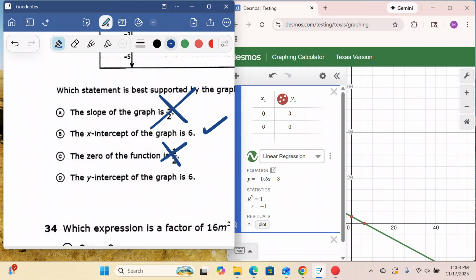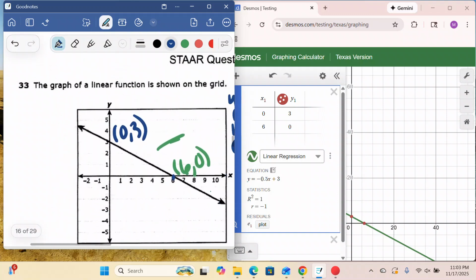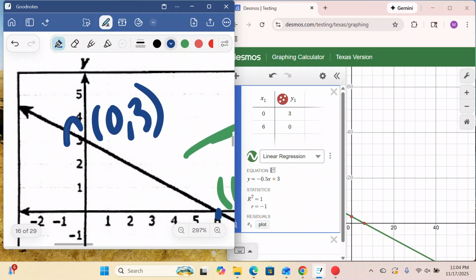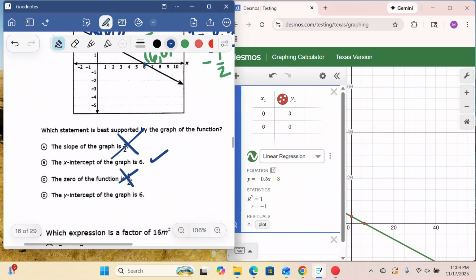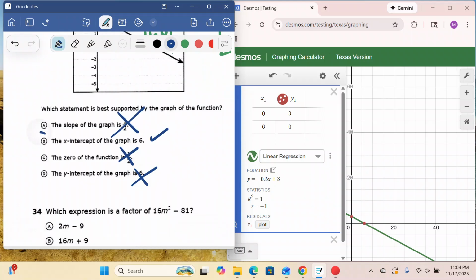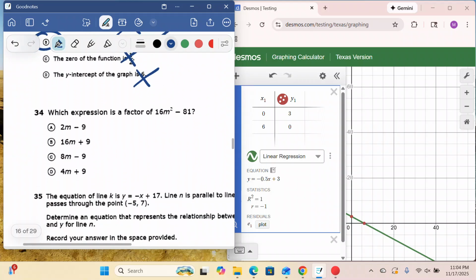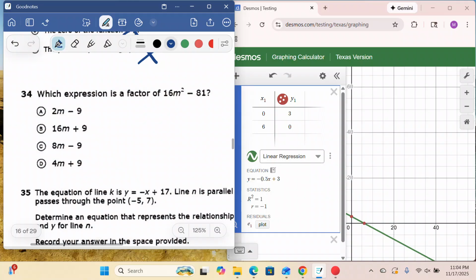And my y-intercept is 6. That is false again because we're right here. My y-intercept is 3. So this one is wrong too. So the answer is the x-intercept of the graph is 6. So that is the correct answer, letter B. Go ahead and try number 34. See if you can get that one.